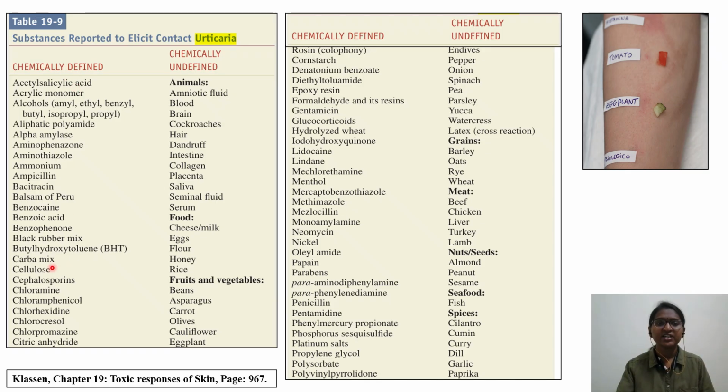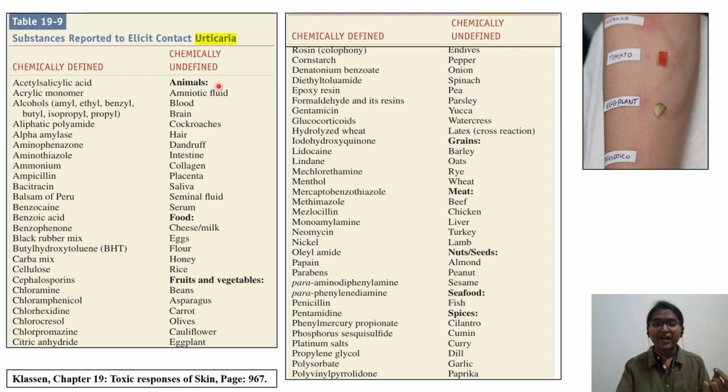They have given chemically defined and chemically undefined. Under chemically defined, most of them are either pharmaceuticals or maybe pesticides, so you try to remember. I can't name out all the things, but for example, BHT, you remember. Even aspirin, acetylsalicylic acid, is causing it. There are certain antibiotics like ampicillin, bacitracin, and benzocaine, which again might be a solvent. Then chloramine, chlorpromazine, and lindane, again a pesticide. Papain, which is of natural origin, might be there.